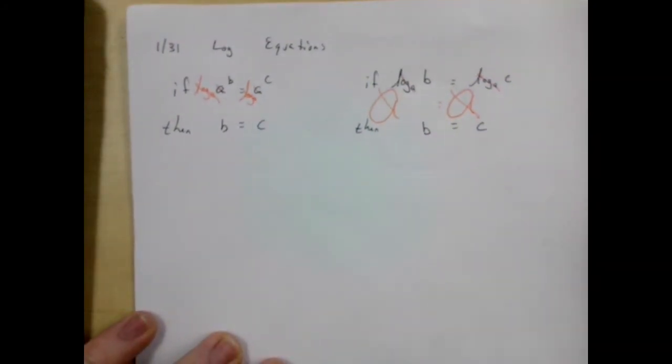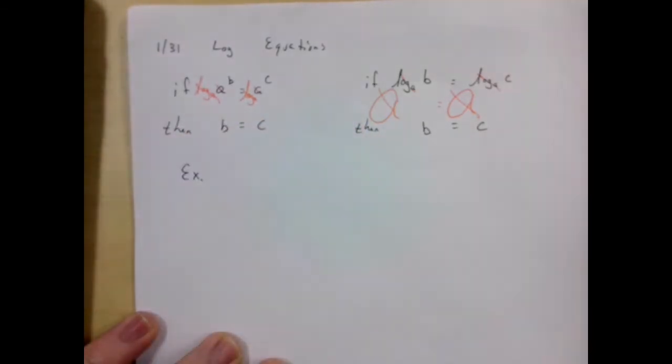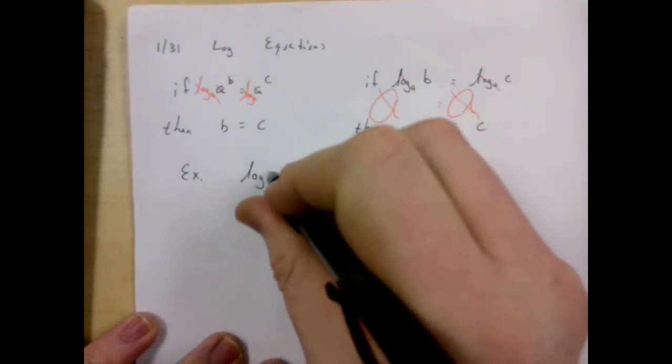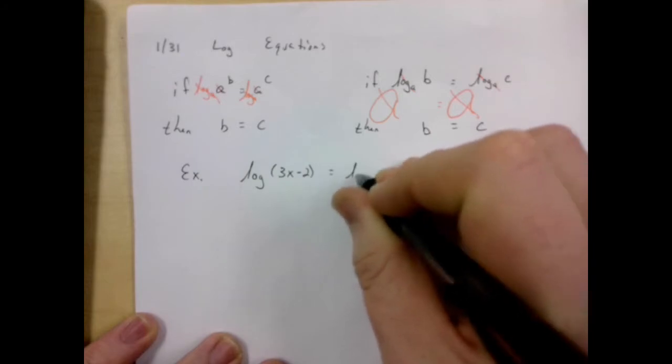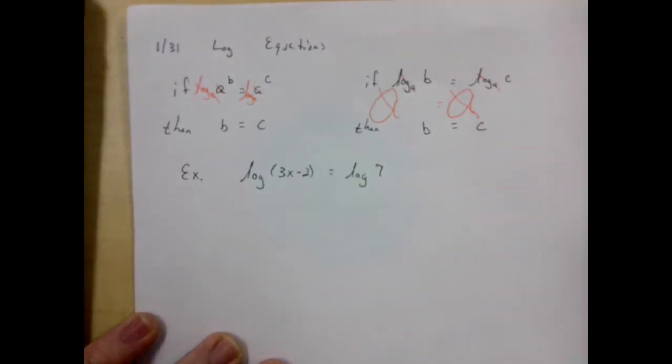So let's start with something pretty easy. We're going to go through a couple examples together. Example 1: I've got here that the log of 3x minus 2 is equal to the log of 7. Not too bad, nothing too special there.